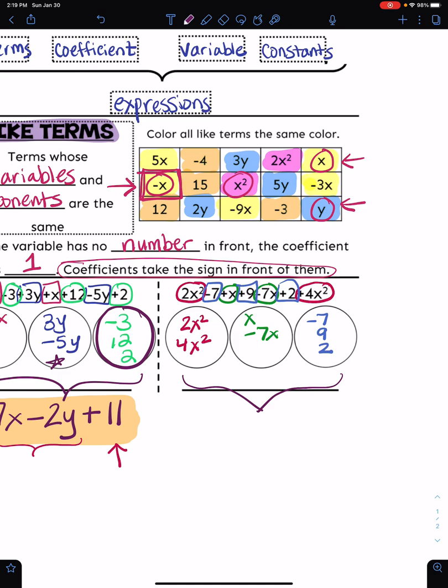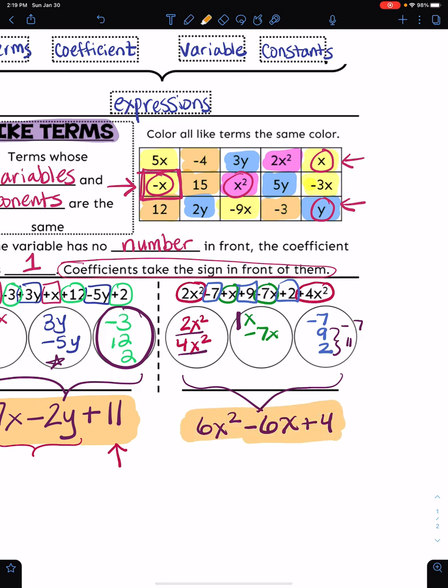So how many x squareds do we have? We have 2x squared and 4x squared. So we have 6 of those. And remember, if it doesn't have a coefficient, it's actually a 1. So 1 plus negative 7, or negative 7 plus 1, is negative 6. Don't forget the x. And then 9 and 2 make 11. 11 minus 7 would give us 4, and that would be the simplified version of that expression.